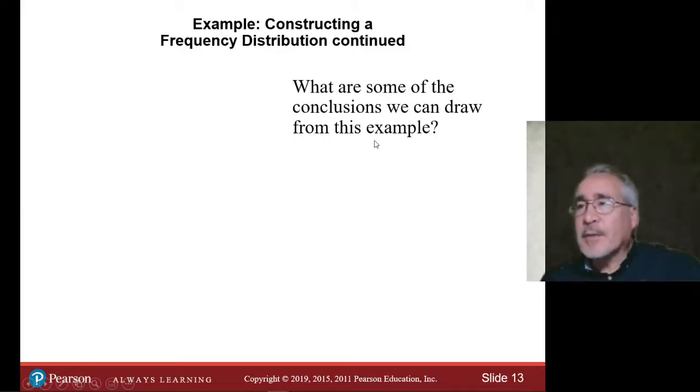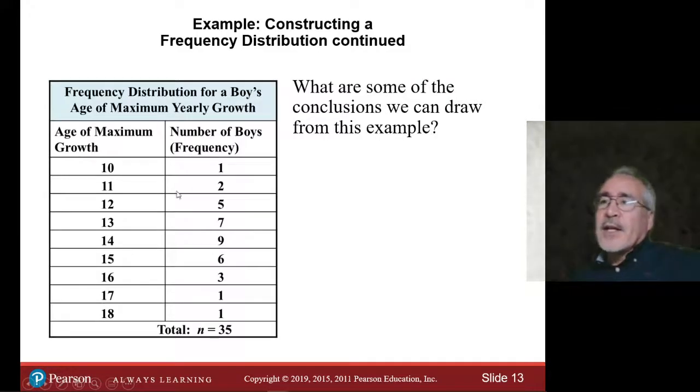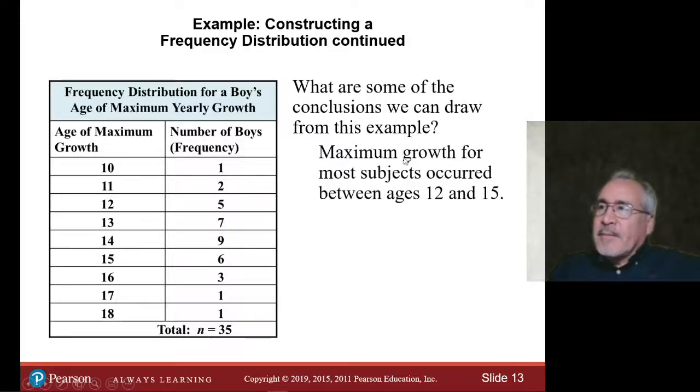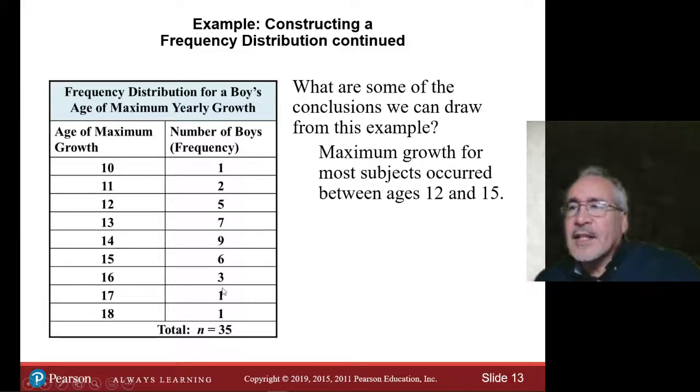Let's go to the next one. What are some of the conclusions from this example? Well, the conclusions we could draw, we can see right here at 14, it's the highest, right, 9, and then it goes down. It goes up till then, and right here in the middle is the most. Where's the cutoff? I don't know, maybe 12 to 15 or 16. Maximum growth for most subjects occurred between 12 and 15. Yeah, you might go to 16. There's no hard and fast rule, but yes, most of the growth occurs right here in the middle.